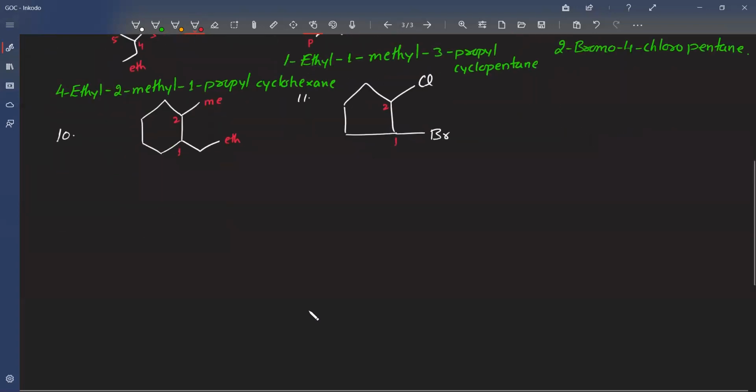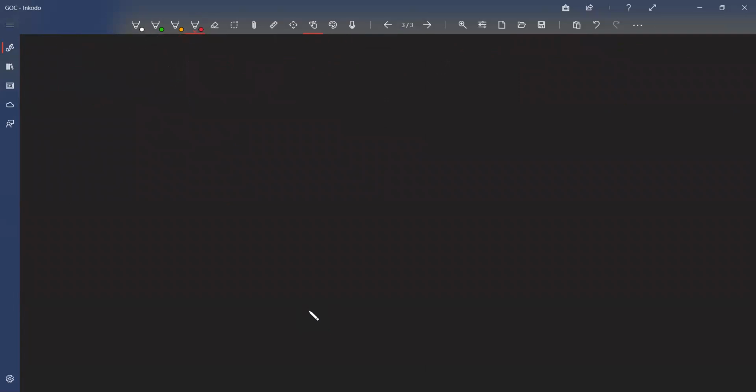So I'll move to the next category of questions. These examples were having only simple substituents. Substituent groups. Now you may also have complex substituents. Complex substituents means, for example, suppose a substituent is like this, suppose this is the main chain, right? This is the main chain and this is the substituent.